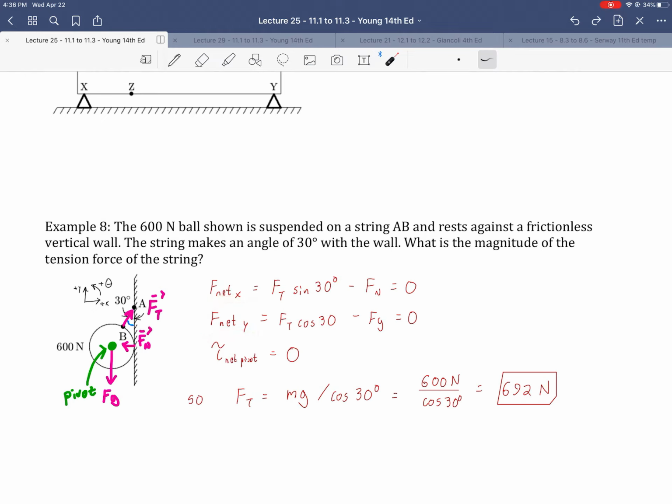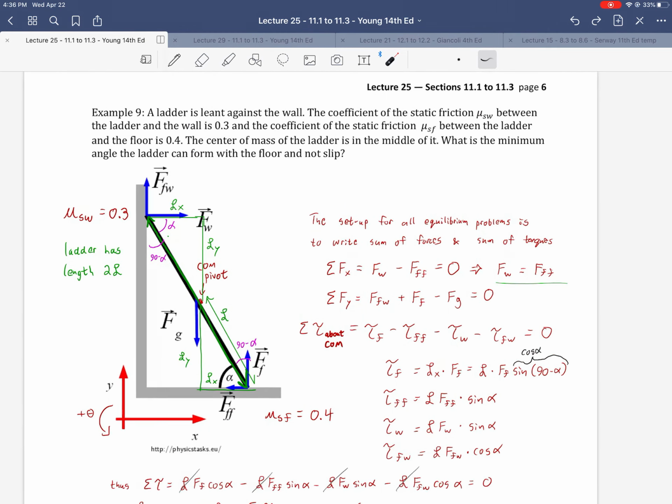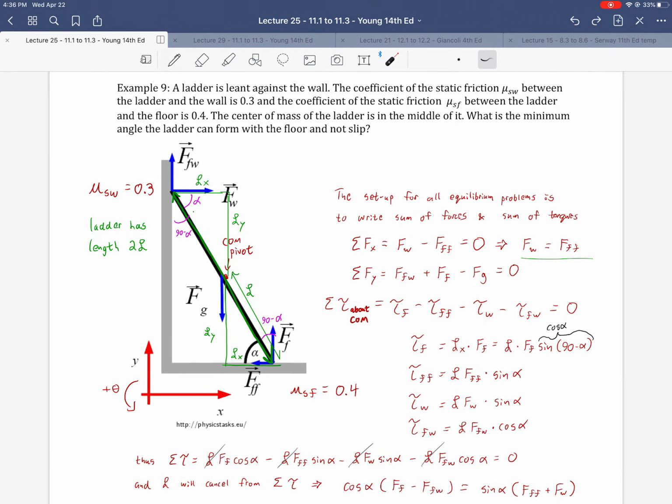So then I do F net x and F net y, and I can use entirely F net y in order to solve for the tension. If I want to solve for the normal force, I would use F net x. So pretty straightforward, but I just wanted to show the variation.